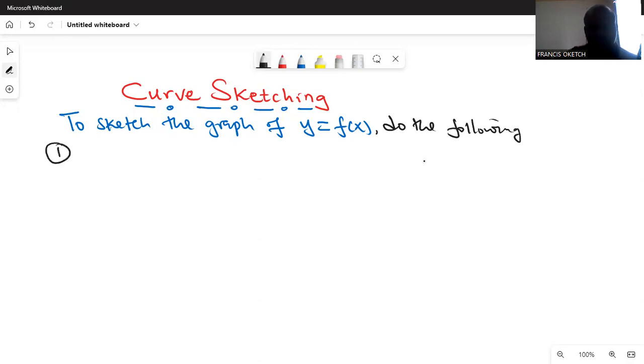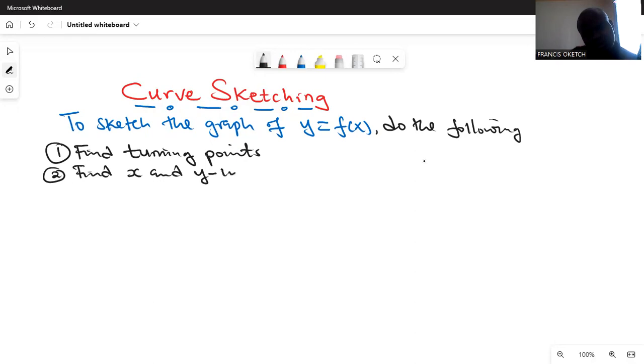In number one, we need to find what we call the turning points. In number two, we need to find the intercepts, that is x and y intercepts. Number three, you need to find what we call asymptotes.